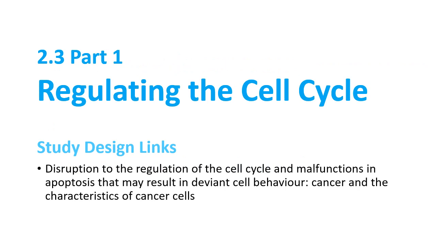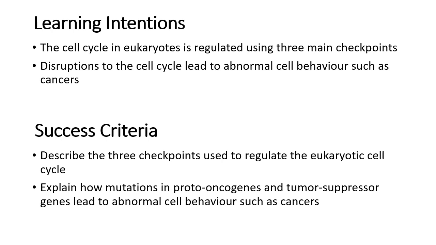Now that we've learnt about the cell cycle and about mitosis, the next section we're going into is how cells actually control that whole cycle. So our learning intentions are that the cell cycle is controlled using three main checkpoints, which we'll learn today. And then if the cell cycle goes wrong, that can lead to abnormal cell behavior, in particular having cancer.